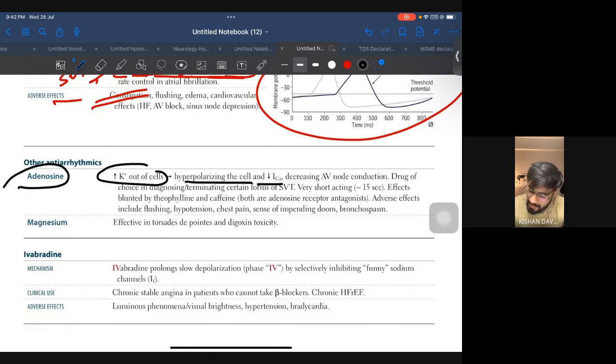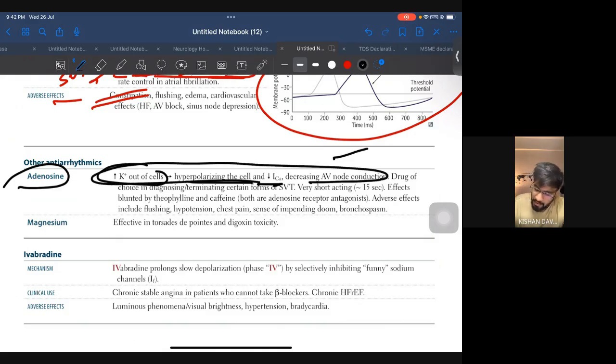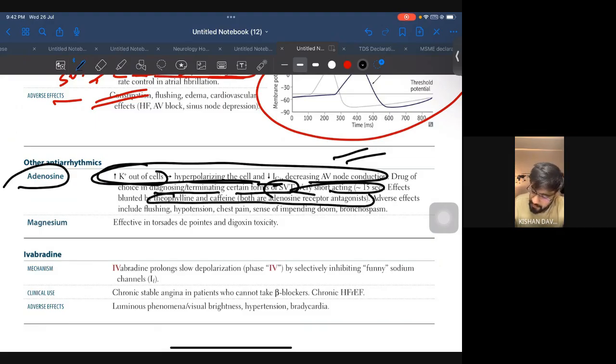Coming to another type of drug, that is adenosine. It brings potassium out of the cells, hyperpolarizing the cell and decreasing calcium current, decreasing AV node conduction. Very important. Drug of choice in diagnosing or terminating certain forms of SVT. Very short acting. Effect blunted by theophylline and caffeine. Adverse effects: flushing, hypotension, chest pain, sense of impending doom, bronchospasm.